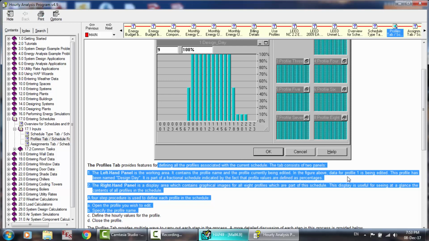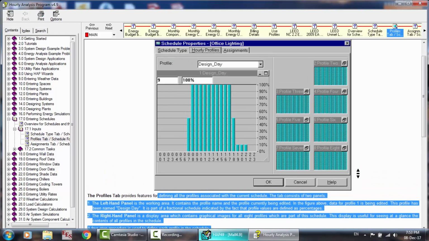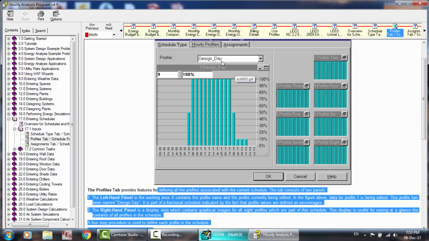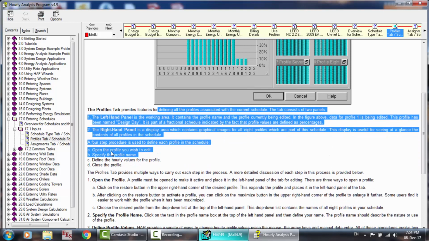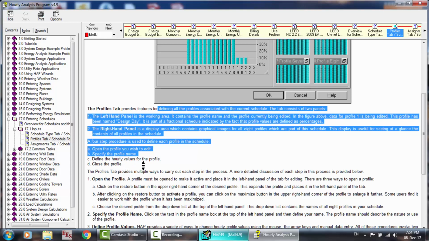In the figure above, data for profile 1, which is a design day, is being edited. This profile has been named design day. It is part of a fractional schedule, indicated by the fact that the profile values are defined as percentages. The right-hand panel is a display area which contains graphical images for all 8 profiles. So open the profile you wish to edit, specify the profile name, define the hourly values for the profile, and then close the profile.